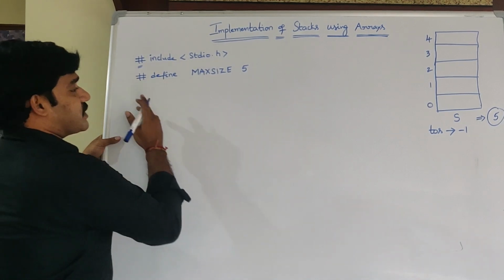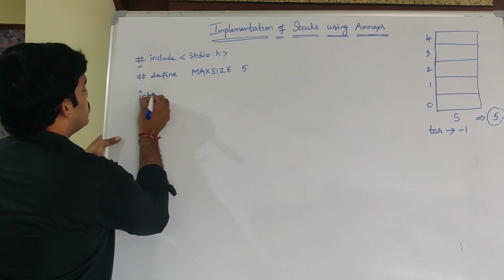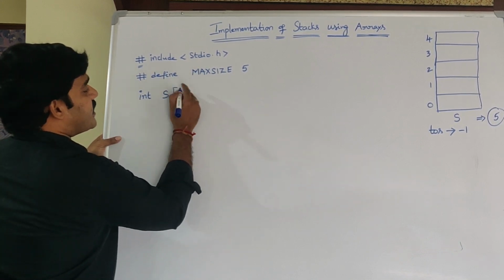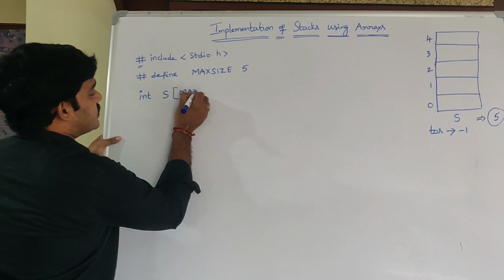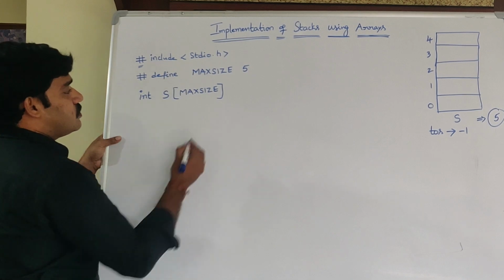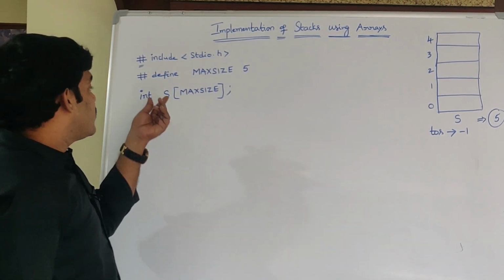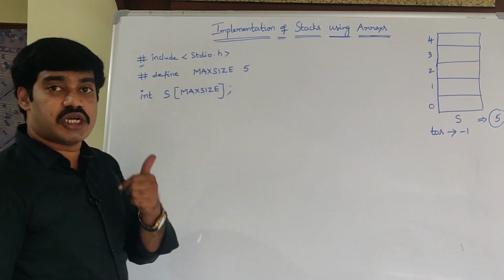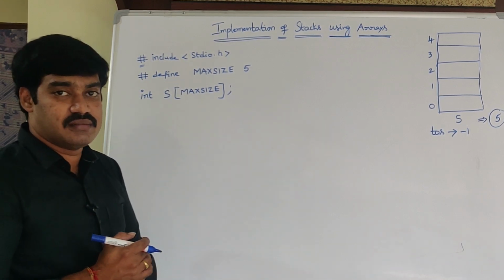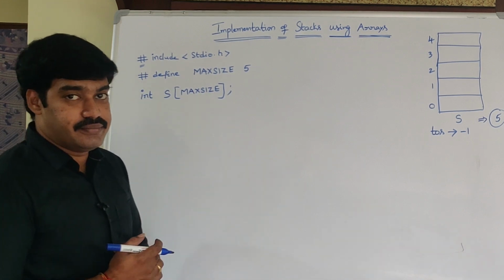Okay. Next, declare the stack: int s, where the stack name is s. What is the size of the stack? MAX_SIZE. Globally, I am declaring the stack. Why? Because this stack can be used in the push function, pop function, peek function, display function, and so many other functions. That's why I am declaring the stack array globally.